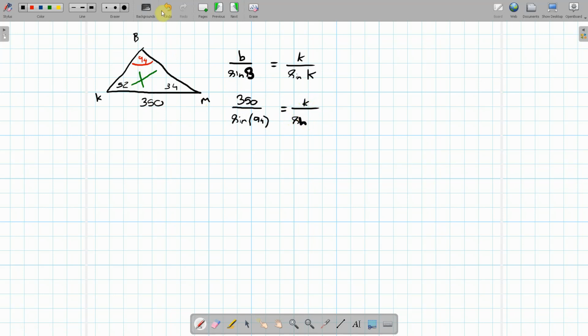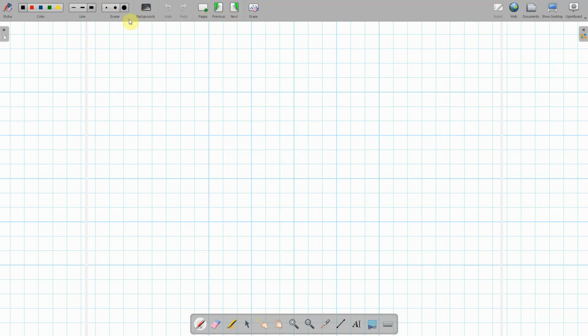So we have small b, which is 350, so we'll sub that in, so we get 350 divided by sine capital B, which in this case is 94, equals, now small k is what we're trying to find, divided by sine 52. So if we plug all these numbers into the calculator, we will get a value of k to be 276.67 for this side here.